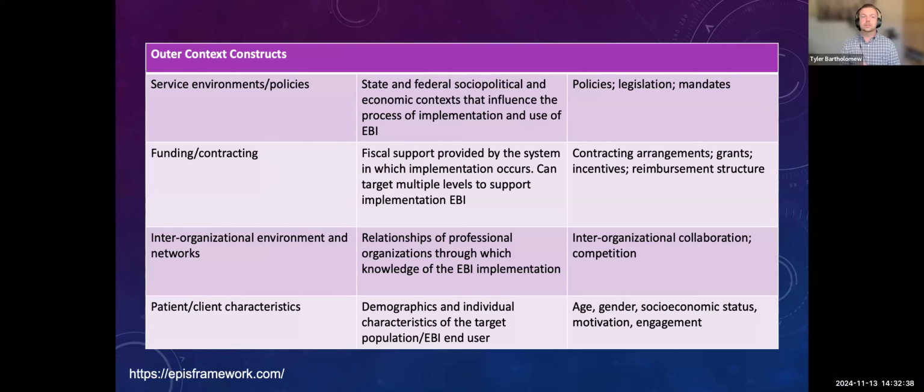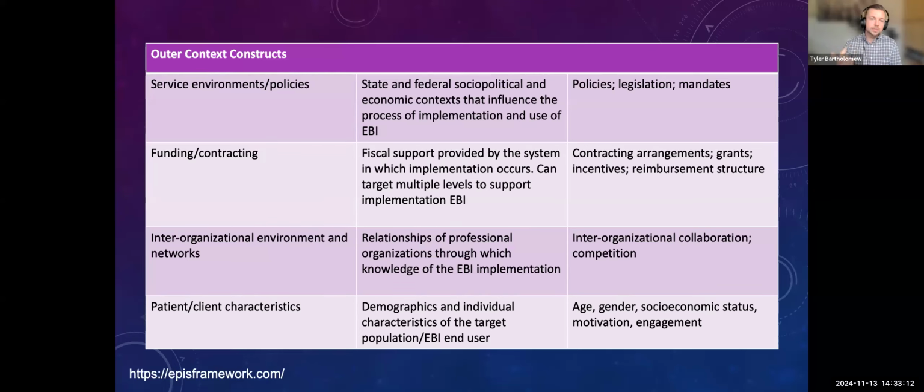And so you have things like the service environment or policies, and this is like state or federal, political agendas or economic conditions and contexts that actually influence the process of implementation and use of the evidence-based intervention. Again, a prime example was the Syringe Services Program policy. Changing that legislation has facilitated not only implementation in Miami, but implementation of 8 programs across the state. So that was really a significant lever in our system to actually drive implementation of that intervention.